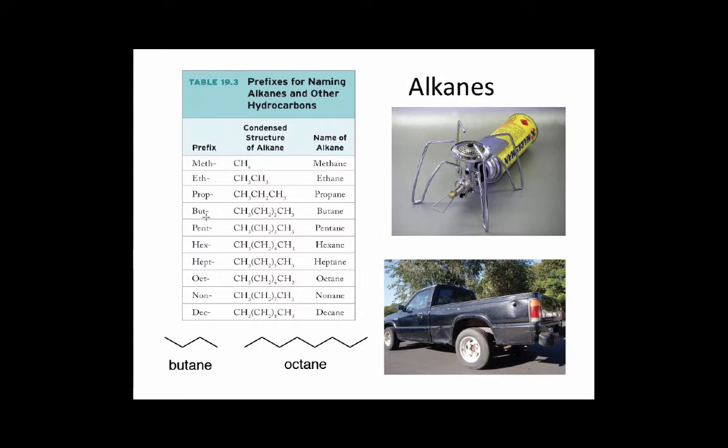Butane, pentane, hexane, heptane, octane, having 8 carbons is what's the main ingredient in gasoline. And then nonane and decane. So you'll need to memorize these prefixes and which number of carbons they correspond with so that you'll be able to tell what the base of a molecule is. So butane right here, 4 carbons, octane, 8 carbons.